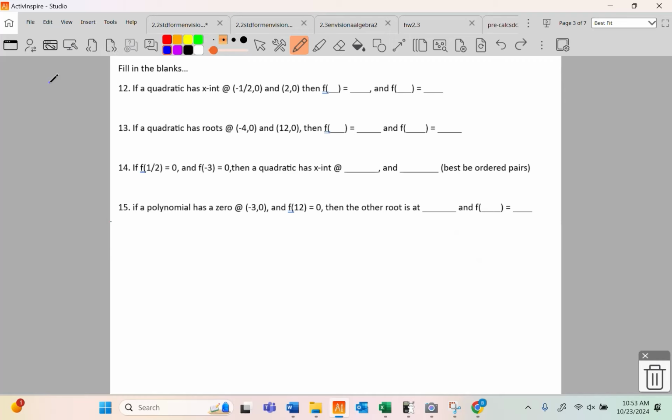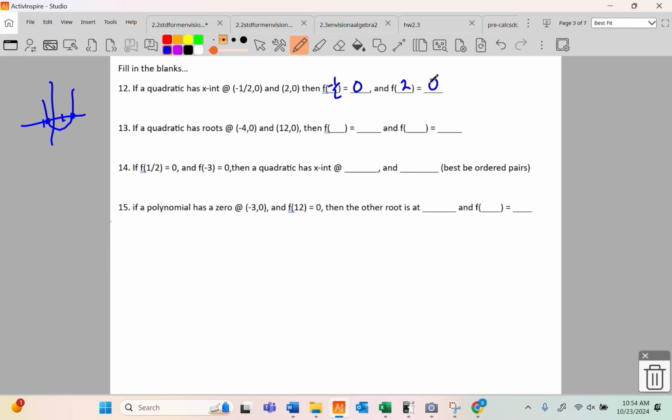So if I let x be -1/2, I have a y value of 0. And if I let x be 2, I also have a y value of 0. It's just function notation, is all it is. By the way, these are the same thing. X-intercepts and roots are the same thing.